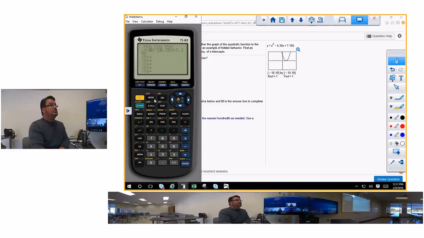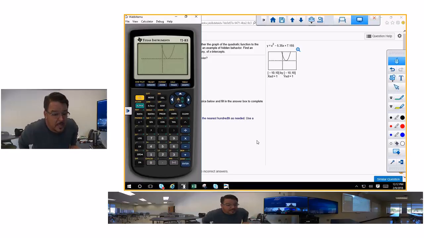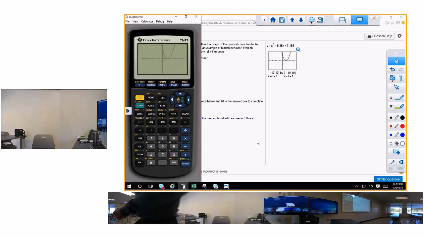Insert, minus 5.35x, there we go, now hit graph. And you might want to hit zoom standard, so hit zoom standard, which is 6. And that's it. And you should be able to go and find everything I showed you in the last video, how to find some things.